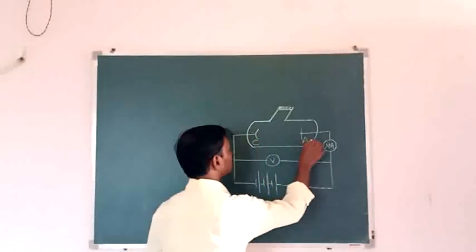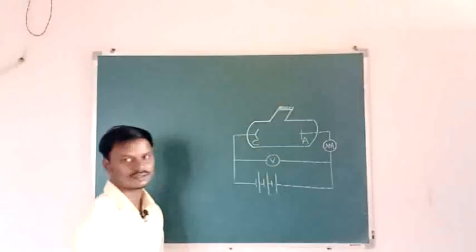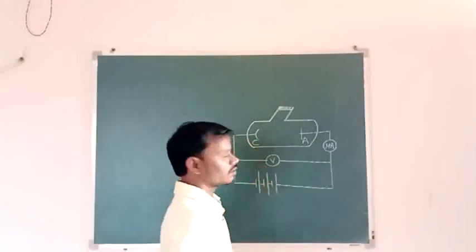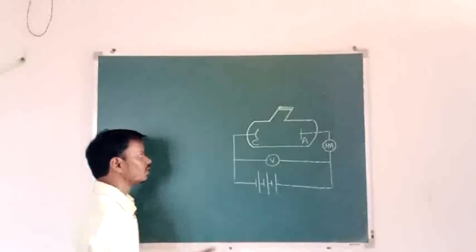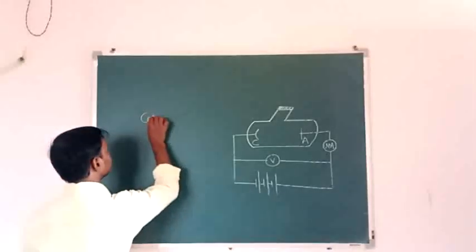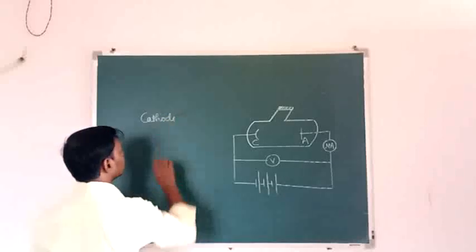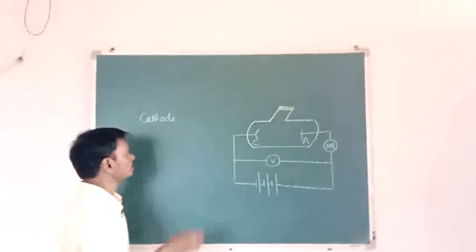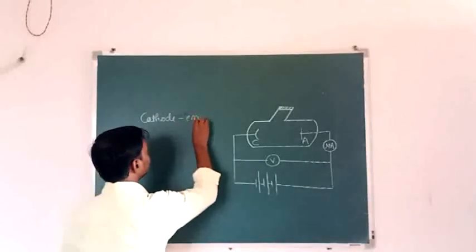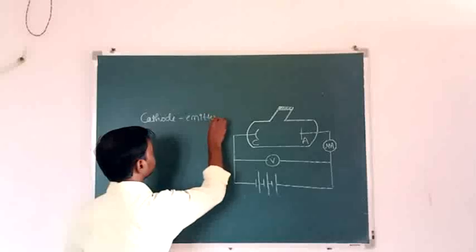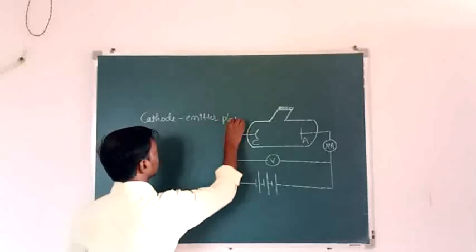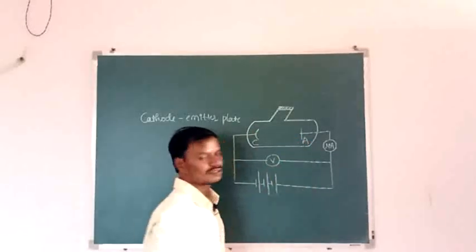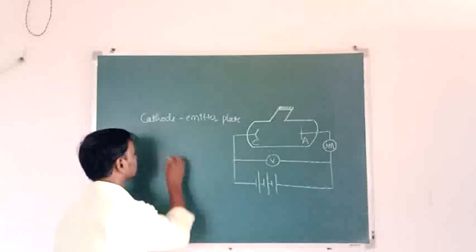So even though a potential difference is applied across the cathode and anode, there is no current in the circuit because there is no ejection of electrons from the emitter plate. The cathode is called the emitter plate. What do we mean by emitter plate here? The plate which can emit electrons when light is incident on it. The cathode is also called the emitter plate. And these ejected electrons are collected by the anode. That is why the anode is called the collector plate.